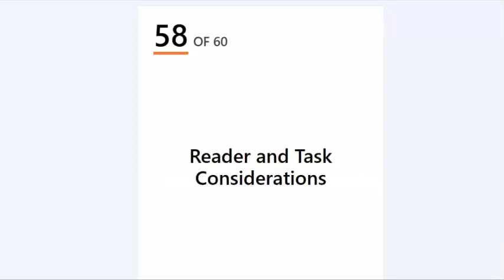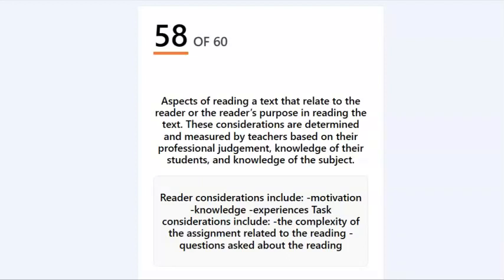Reader and task considerations. Aspects of reading a text that relate to the reader or the reader's purpose in reading the text. These considerations are determined and measured by teachers based on their professional judgment, knowledge of their students, and knowledge of the subject. Reader considerations include motivation, knowledge, and experiences. Task considerations include the complexity of the assignment related to reading and questions asked about the reading.